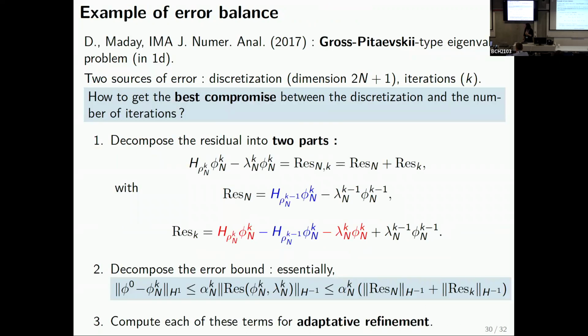The main idea is to decompose the residual into things that depend mainly on one source. For example, here we have 2 sources of errors, the dimension of the space and the number of iterations in the SCF algorithm. We write the full residual as the sum of a residual that depends on the dimension and a residual that depends on the number of iterations. Then at the end, we decompose the error, and we compute each of these terms at each iteration to do some adaptive refinement.